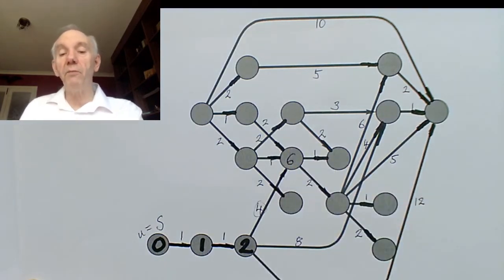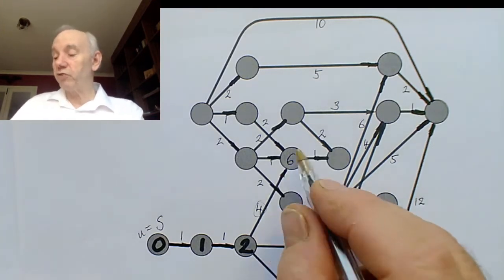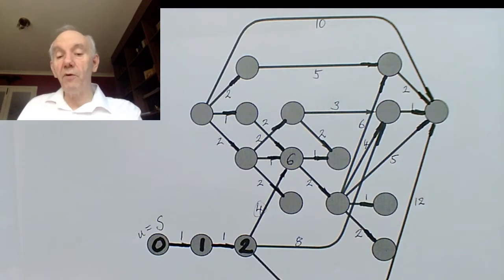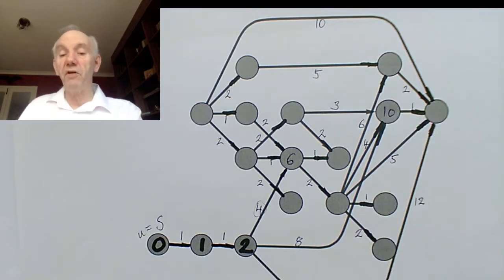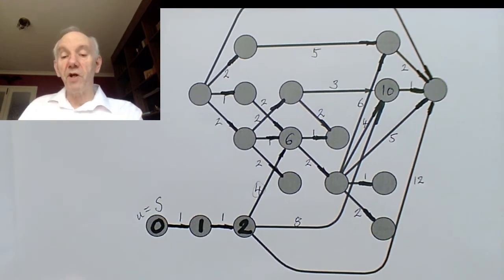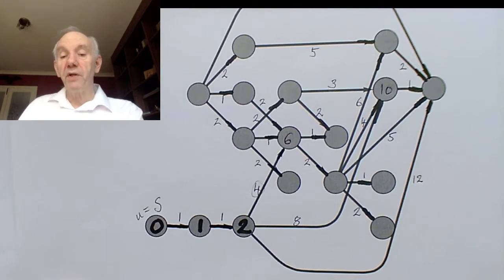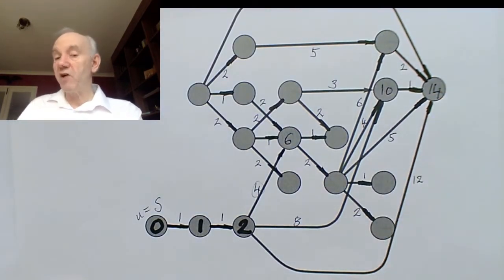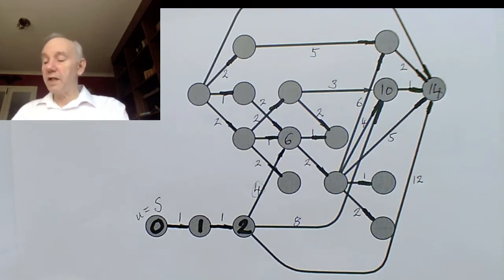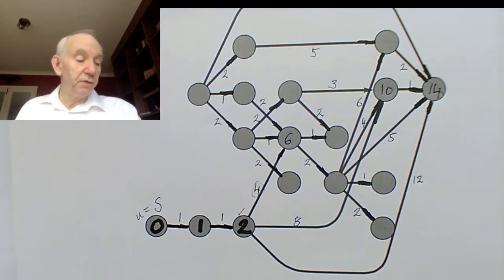So temporarily I write a 6 there. That will be the permanent label, but we don't know that, formally speaking. So I just write a 6 there as a temporary label. Similarly, I can have 2 plus 8, which gives me a 10 here. That becomes a temporary label of 10. And then remember, we're going all the way around the outside. So 2 plus 12 makes that vertex temporarily 14. So we've now finished scanning from vertex 2.